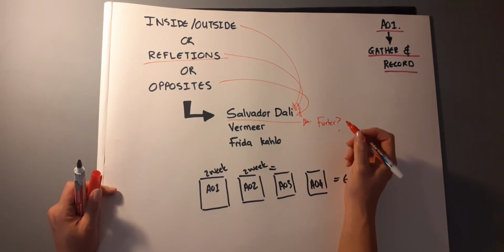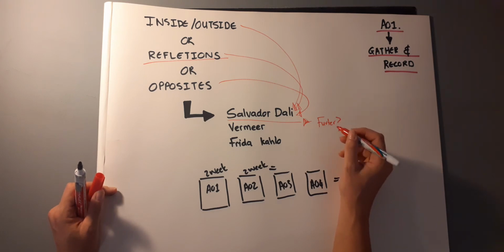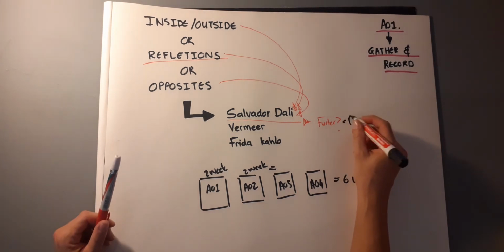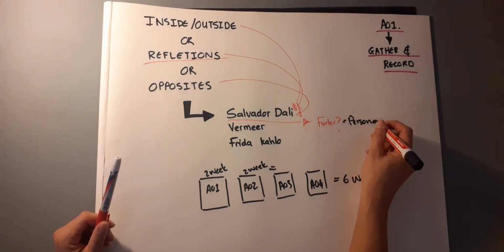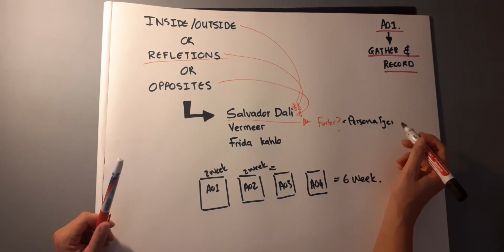Okay? The most basic thing to do is to think of how this work relates to you. So therefore you need to personalize it. Okay, you need to personalize it.